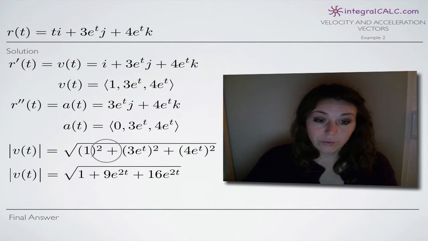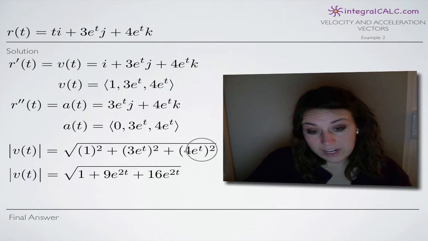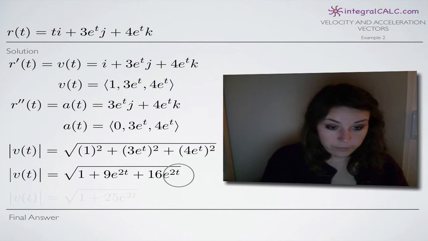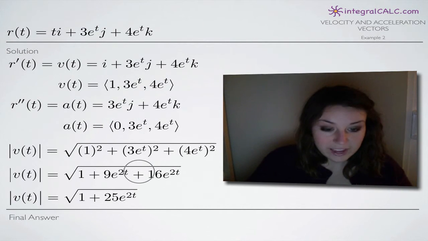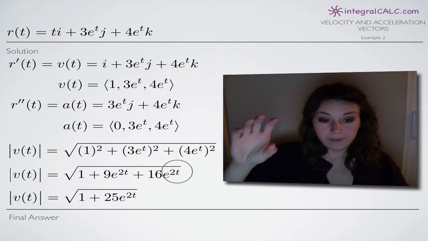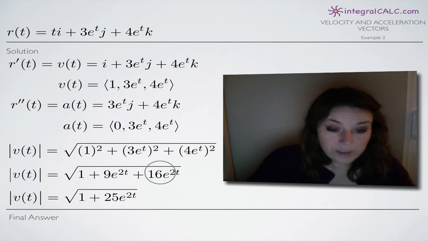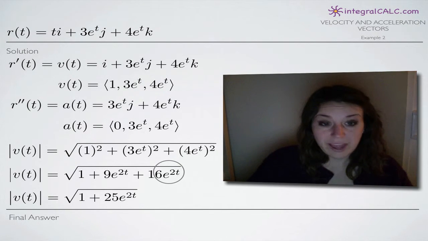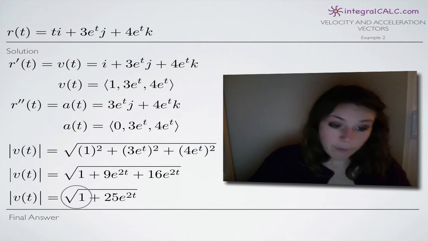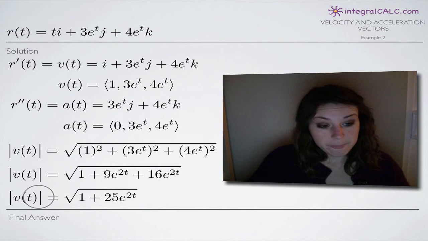So obviously 1 squared is 1, 3e to the t squared is 9e to the 2t, and then 4e to the t squared is 16e to the 2t. And that's really all we can do. Oh, sorry, just kidding. Of course, we can combine these second two terms, because we have e to the 2t and e to the 2t. We have something with the same base and exponent there. So we can combine them, and we just simply add them together, obviously, and we get 25e to the 2t. From that point, that's really all we can do to simplify. So this is the equation that represents the speed.